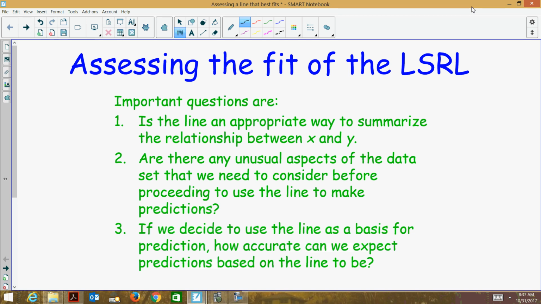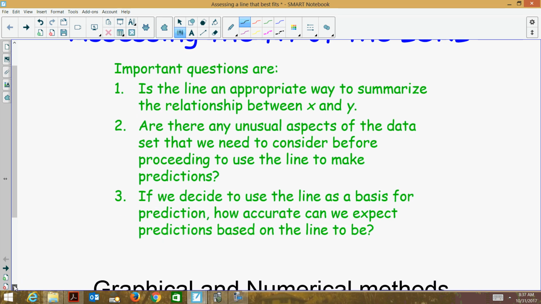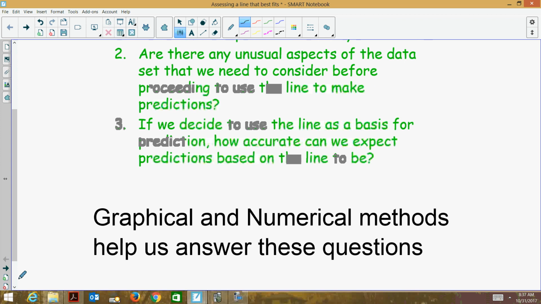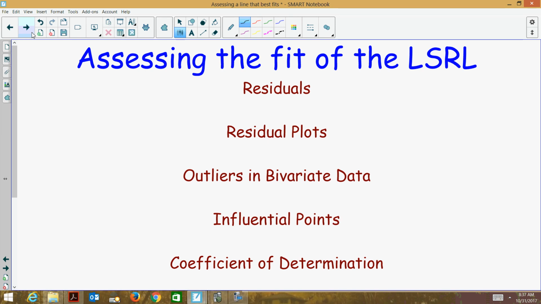And finally, if we decide to use the line as a basis for prediction, how accurate can we expect the predictions based on the line to be? Graphical and numerical methods will help us answer these questions. So in order to assess the fit of the least squares regression line, we need to talk about the following things of our LSRL model.